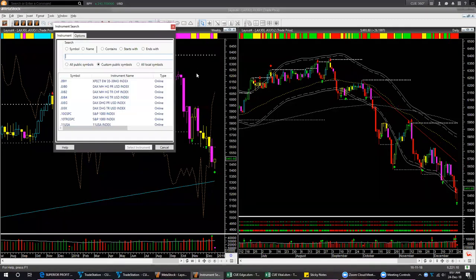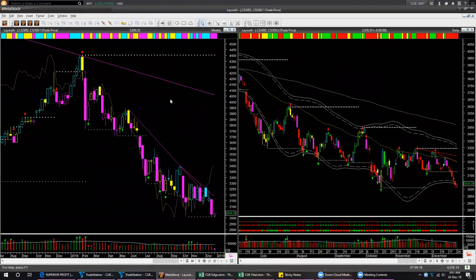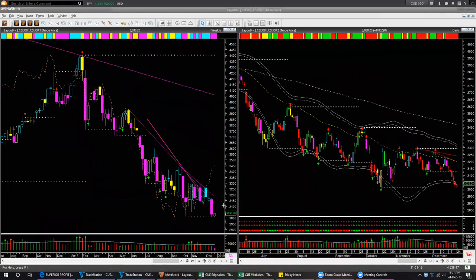Let's look at China, CSI 300. In the weekly chart, it is in a clear downtrend. As I mentioned in the last Monday morning meet also, unless we break out of these memory resistance lines, we are not going to look for any long trade here. It is very bearish.